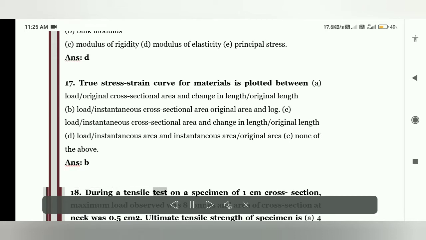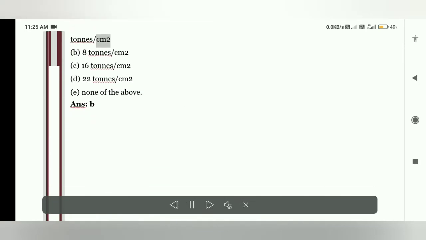18. During a tensile test on a specimen of 1 cm cross-section, maximum load observed was 8 tons and area of cross-section at neck was 0.5 square centimeters. Ultimate tensile strength of specimen is A, 4 tons/cm2, B, 8 tons/cm2, C, 16 tons/cm2, D, 22 tons/cm2, E, none of the above. Answer B.